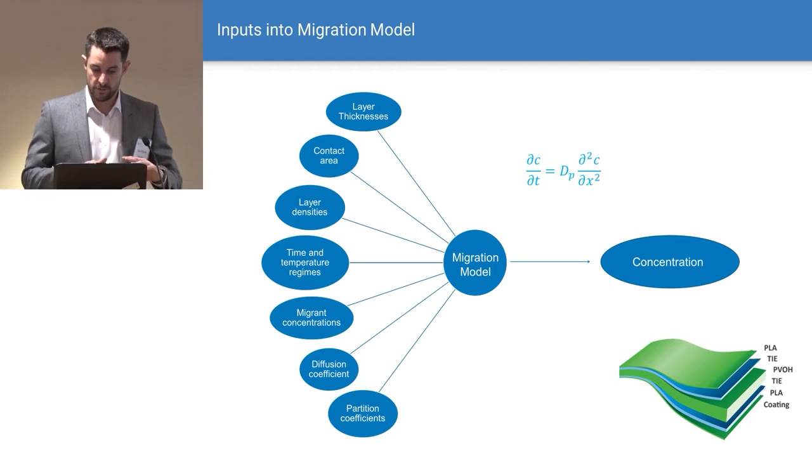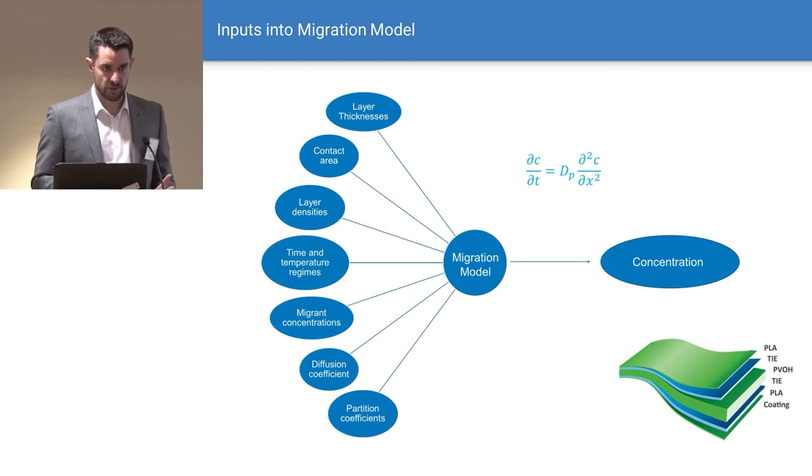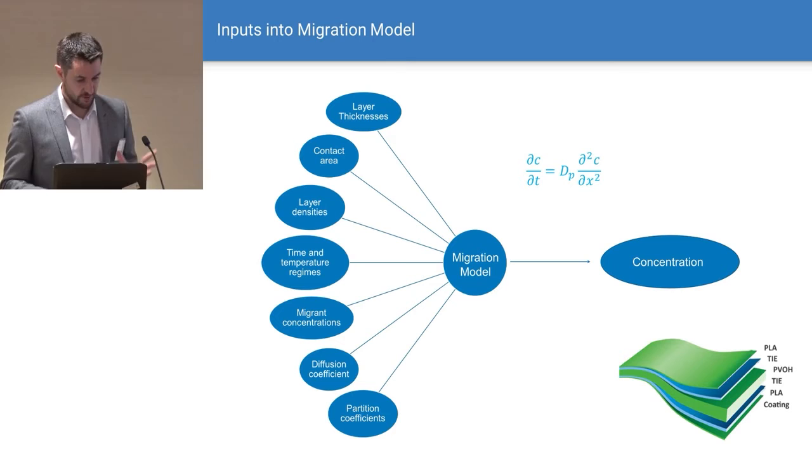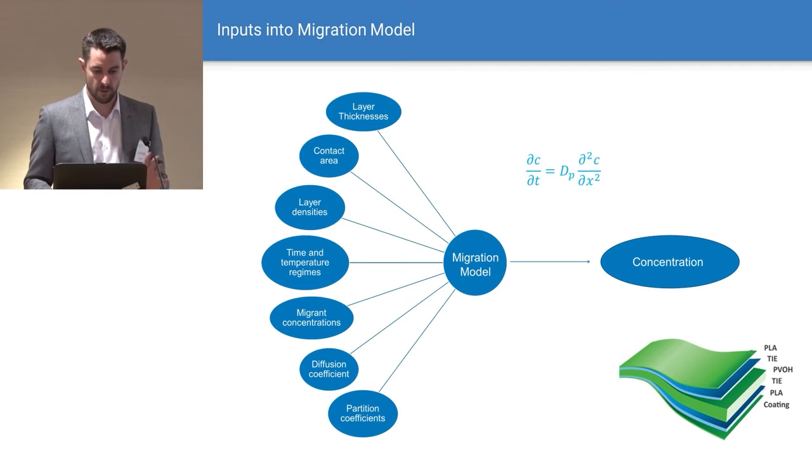If we're going to do more work in the migration modeling area, I would strongly advise that it be in the area of partition coefficients, because this is by far the most important determination of your migration, and it's the hardest thing to estimate. And if people are interested in more details about all this stuff, I'm happy to talk about it further.